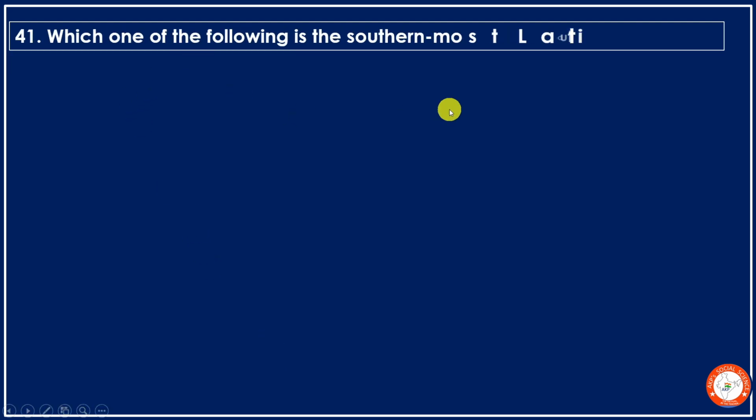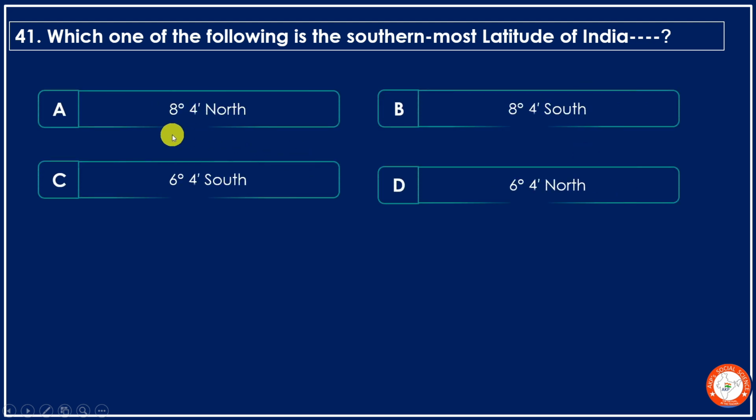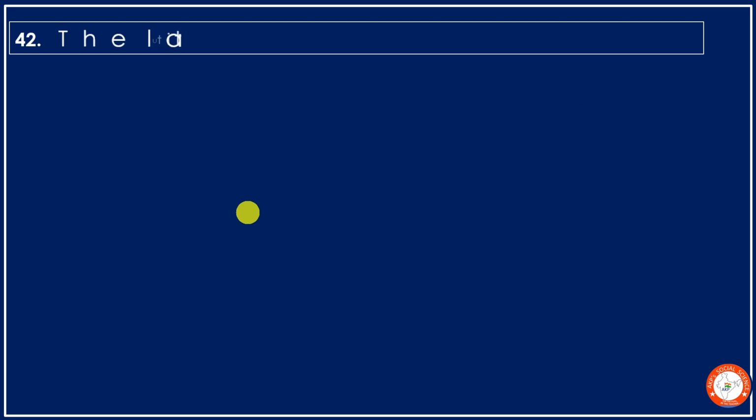Which one of the following is the southernmost latitude of India? 8 degree 4 minutes north, 8 degree 4 minutes south, 6 degree 4 minutes south, 6 degree 4 minutes north. The correct answer is 6 degree 4 minutes north. It is the southernmost point in Andaman and Nicobar Islands.